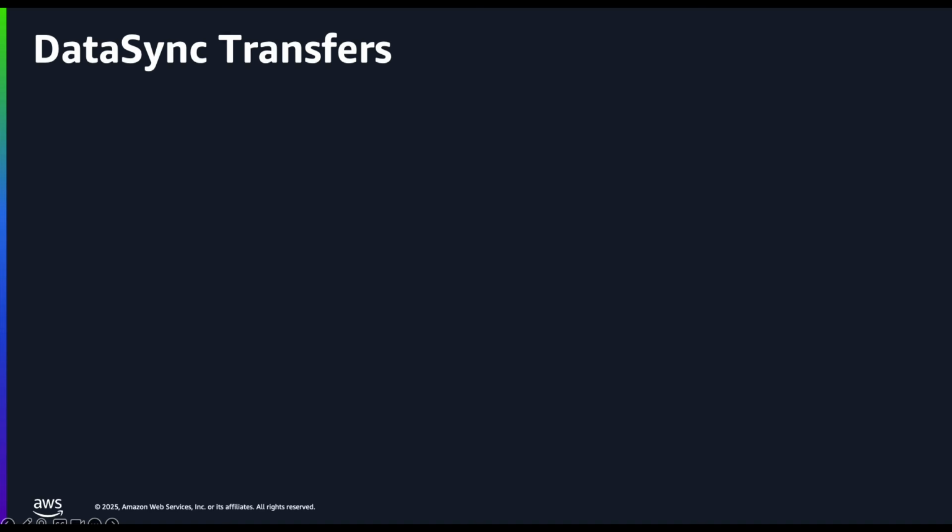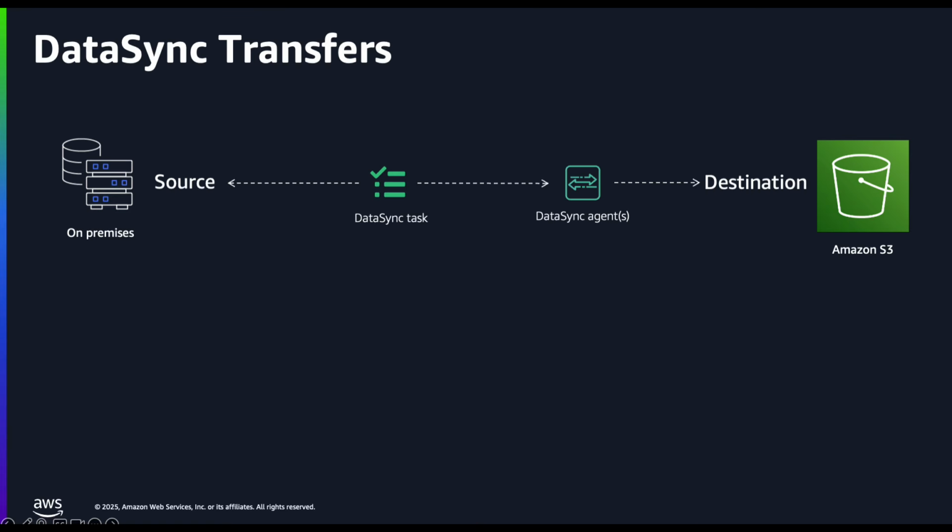DataSync supports agent-based and agentless transfers when transferring data between supported locations and AWS storage. Whether you need an agent depends on several factors, including the type of storage you're transferring to or from, if you're transferring across AWS accounts, and which AWS regions you're transferring between. For example, when moving data from on-premises locations to Amazon S3, DataSync utilizes an agent that is deployed as a virtual machine, and the agent connects to your local storage system.